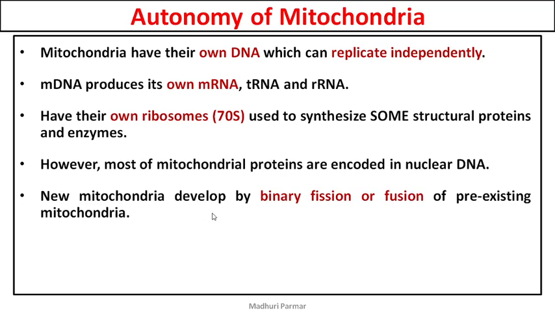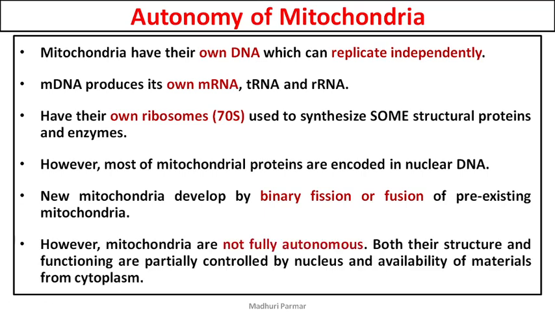New mitochondria develop by binary fission or fusion of pre-existing mitochondria. If you have heard of this term binary fission, in bacteria and other simpler organisms, you find binary fission as a mode of asexual reproduction. Here also, in case of mitochondria, you see binary fission, and with this binary fission you get new mitochondria. So mitochondria come from pre-existing mitochondria.